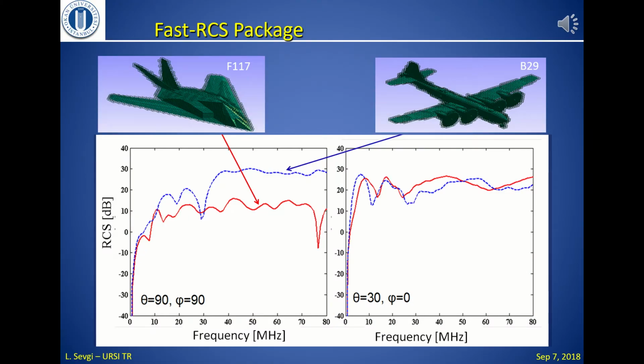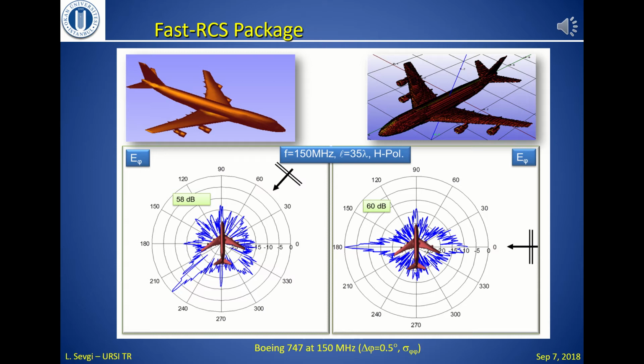RCS versus frequency graphics can also be obtained with this package. Here you see two different air targets with two different angles of illumination and their RCS versus frequency graphics. Another example with Boeing 747.